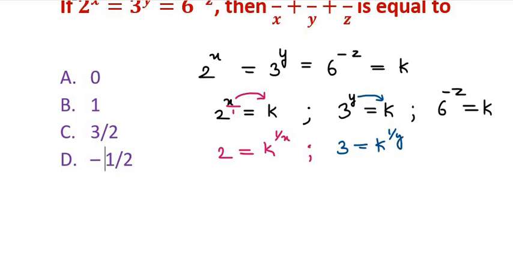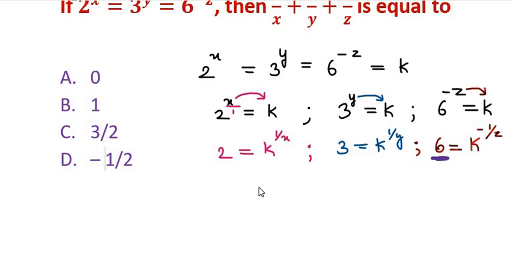Finally, when we move on to the last one, I'm going to do the same thing. I'm going to shift the minus z to the other side. So it becomes 6 equals k to the power of minus 1 over z. So this is the first thing I'm going to do, that is transfer the powers to the other side of the equal to sign.